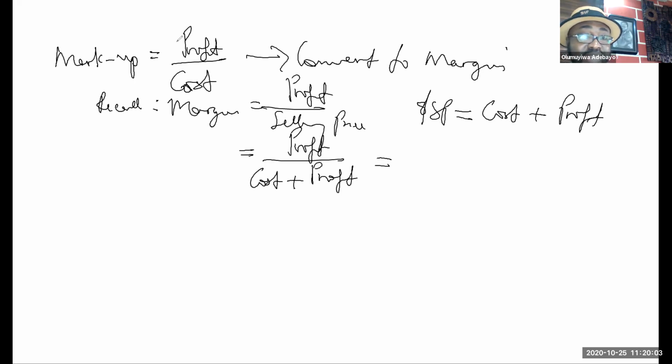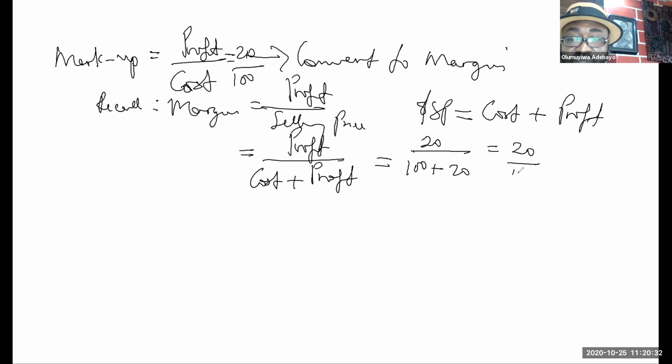Now, how do I convert it? Remember, in this question, I was told markup is 20%. 20% means 20 over what? 100. How do I convert it to margin? Profit is 20, therefore I substitute 20 here. Cost is what? 100, I substitute 100 here. Profit is 20, I substitute 20 here. What is it? It is 20 over what? 120. That means that this is now my margin that I've converted markup to.